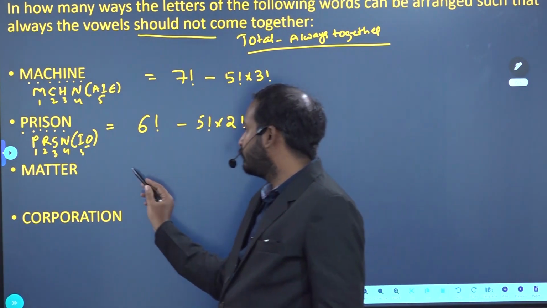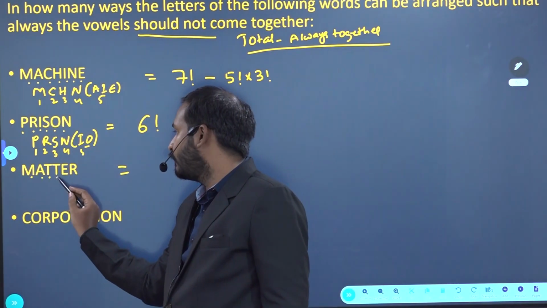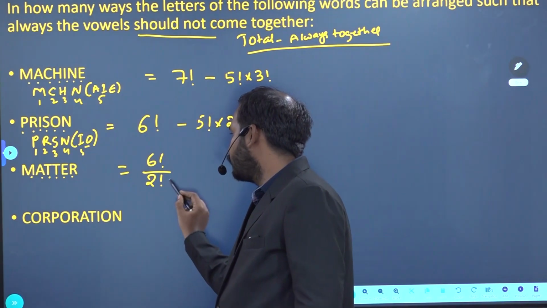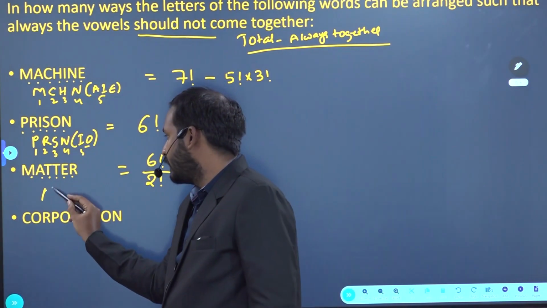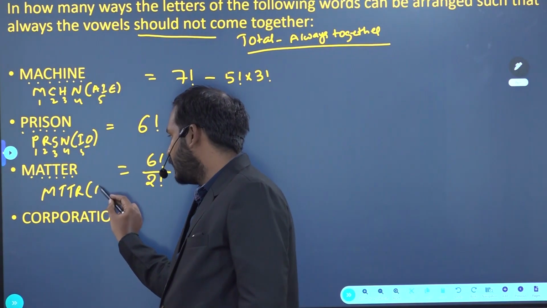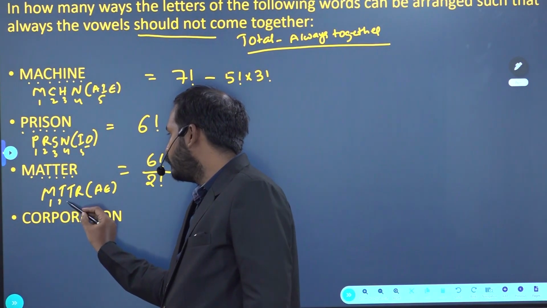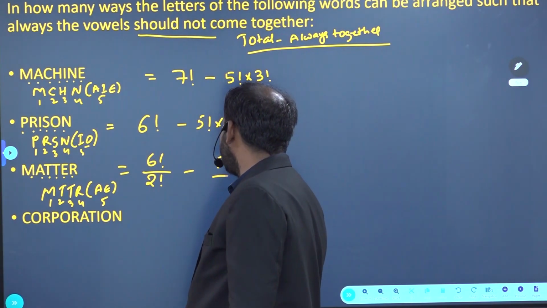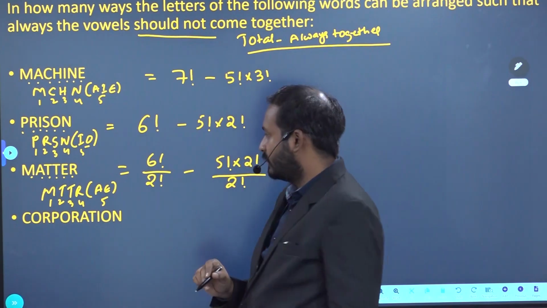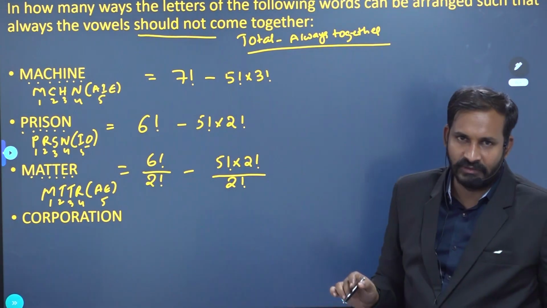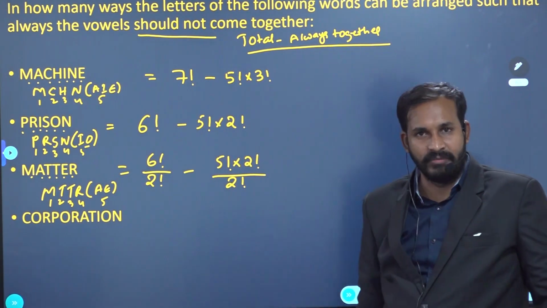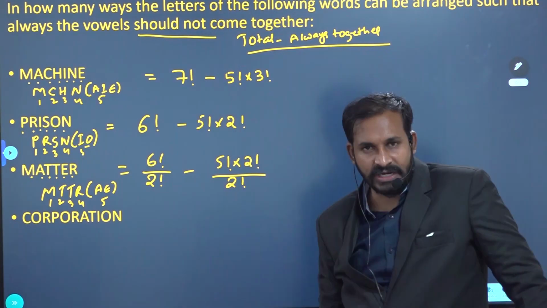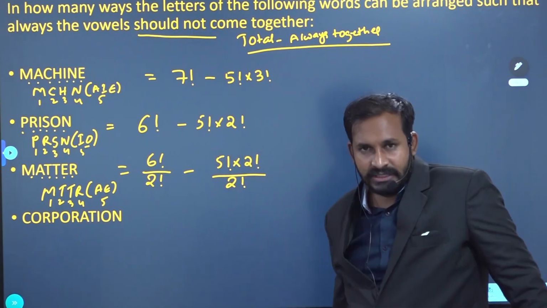Okay. Next, when it comes to matter, 1, 2, 3, 4, 5, 6. 6 factorial by T was repeated for 2 times, so 2 factorial minus. Similarly, MTTR AE. 1, 2, 3, 4, 5. So 5 factorial into AE can be arranged in 2 factorial by 2 factorial. You can also take whole by 2 factorial. Why? Because anyway we will get the same denominators here. You can also write whole by 2 factorial, but for better understanding I have written separately.